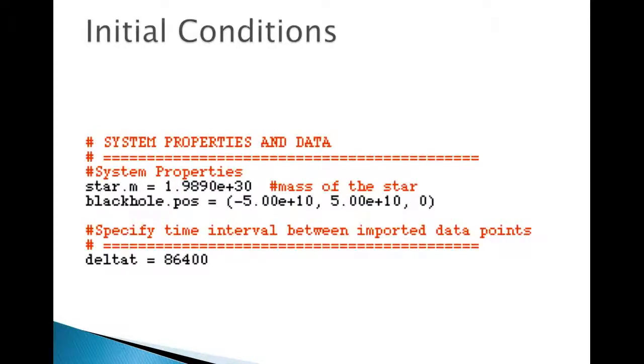The initial conditions of the code were that the mass of the star was defined to be 1.989 times 10 to the 30th kilograms, and the position of the black hole in the x direction was defined to be -5 times 10 to the 10 meters, and in the y direction, 5 times 10 to the 10 meters. And the time step, or delta t, is equal to 86,400 seconds.